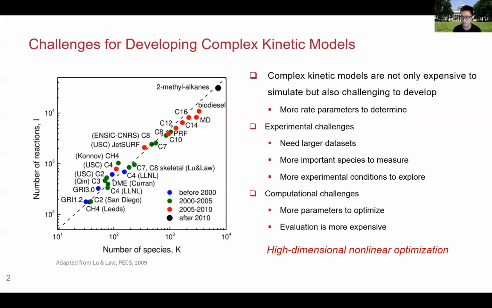From an experimental standpoint, we need large data sets to measure more important species and cover a wider range of conditions. And from a computational point of view, we have to optimize more parameters, and each time we evaluate the model, it takes more time. So essentially, the challenge is how to do high-dimensional nonlinear optimization.